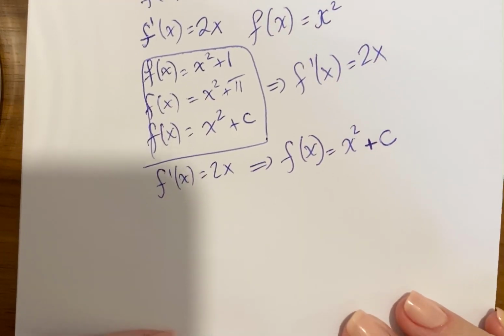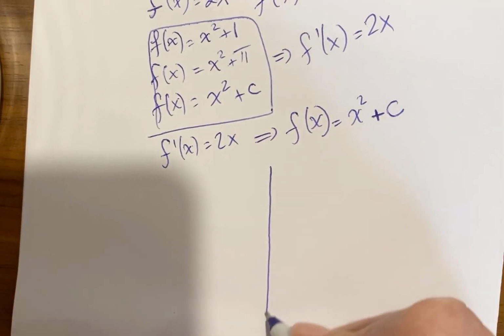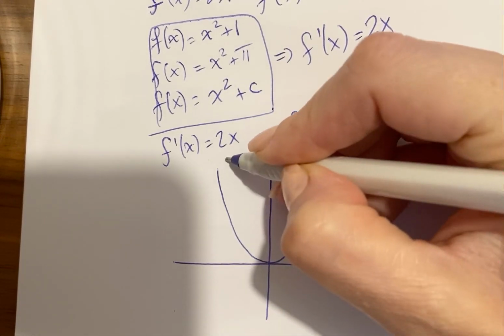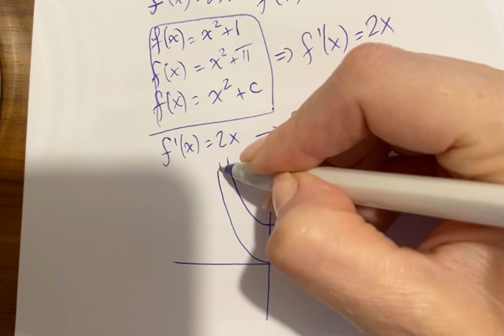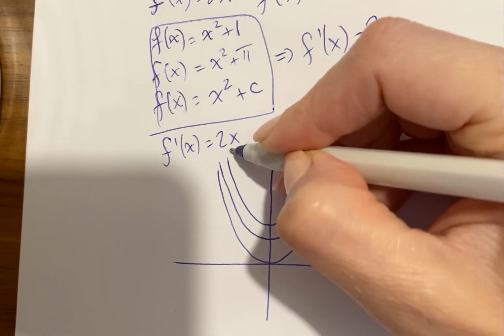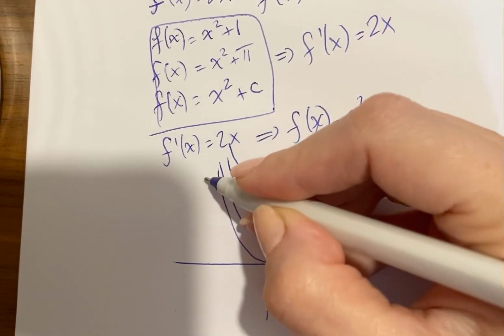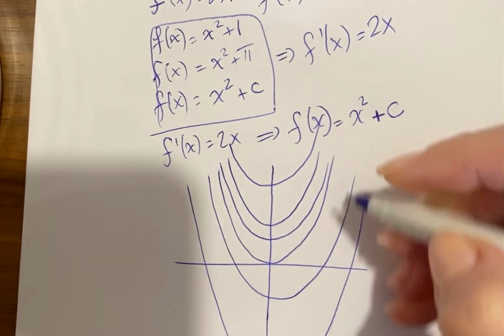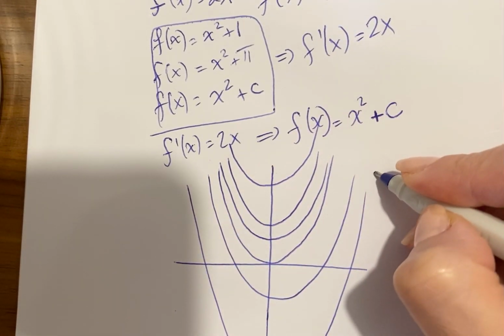How does this range of functions look? The basic function, x squared. And then we have x squared plus 1. We have x squared plus half. We have x squared plus 2. We have x squared minus 1. We have x squared minus 10. And so on. These are what we call a family of parallel functions.